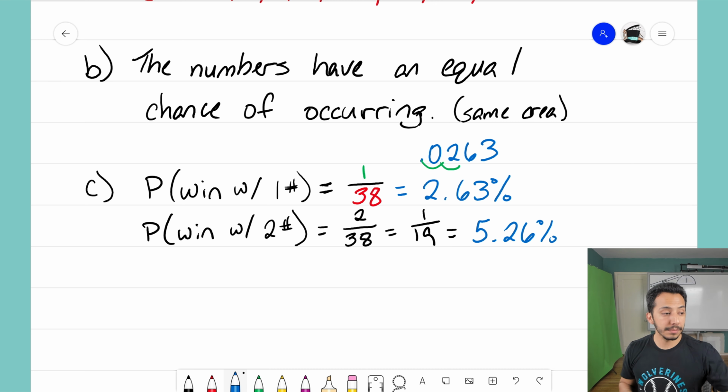Alrighty. Let me tell you what happened in my 4th period. We did 2 rolls, right? Two spins with 1 number each. I had 2 people win both spins. It was wild. I have never had that happen in any years that I've taught this. That was crazy. That is so unlikely to happen.